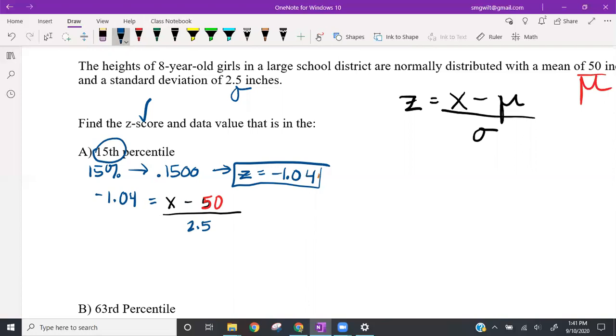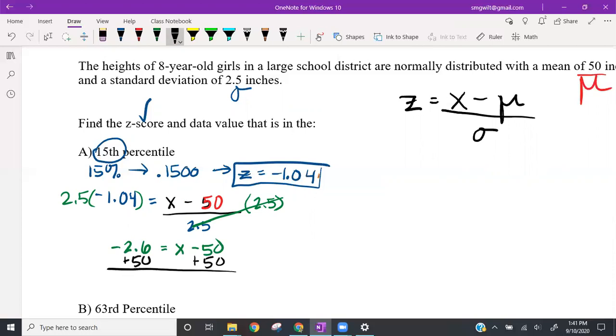In order to solve for x, I need to multiply both sides by 2.5 to get rid of my denominator. When I do that, that gives me -2.6 is equal to x minus 50. Then to solve for x, I would add 50, which would give me an approximate data point of 47.4.